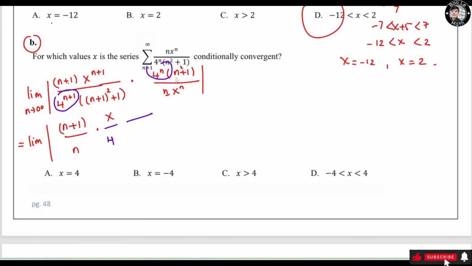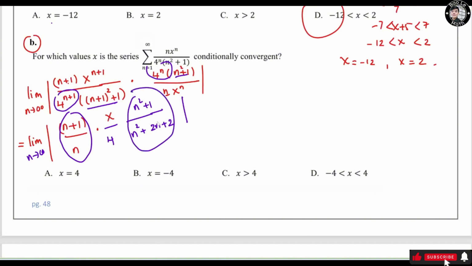Now on the top we have n squared plus 1, and on the bottom we have n squared plus 2n plus 2, when I expand this one and simplify. Now, when n approaches infinity, this guy approaches 1 and this guy approaches 1, so we have s over 4 left.